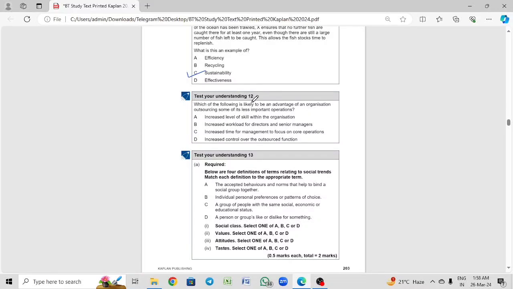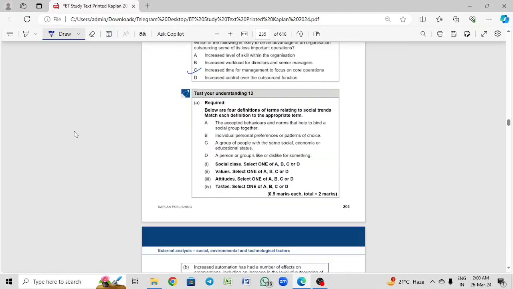Which of the following is likely to be an advantage of organization outsourcing some of the less important operations? Increased level of skill within the organization, increased workloads on the directors and the managers, increasing the time for management to focus on cooperation, and increasing the control over the outsourced function. So it is C. When we are outsourcing the less important functions, we have time to be able to focus on the important functions, the core operations.